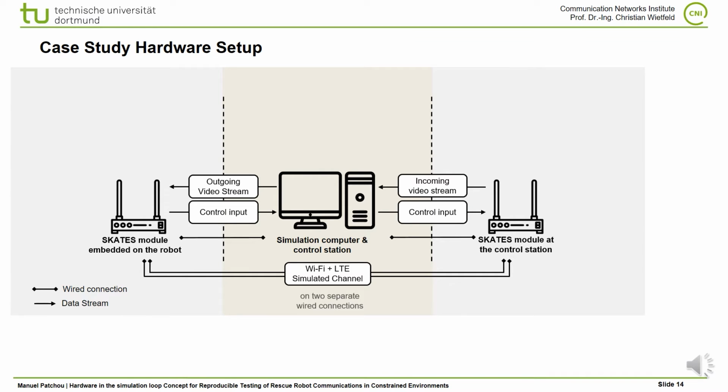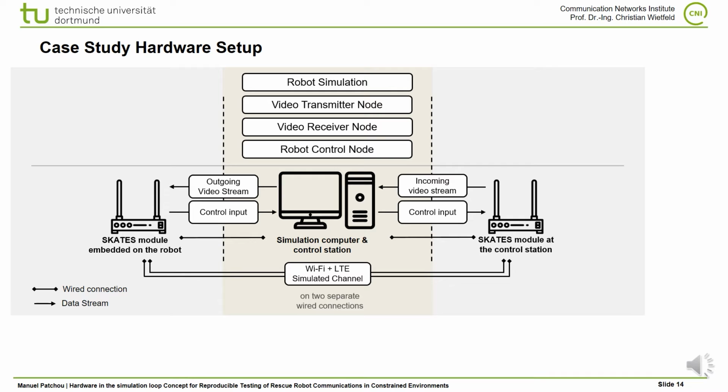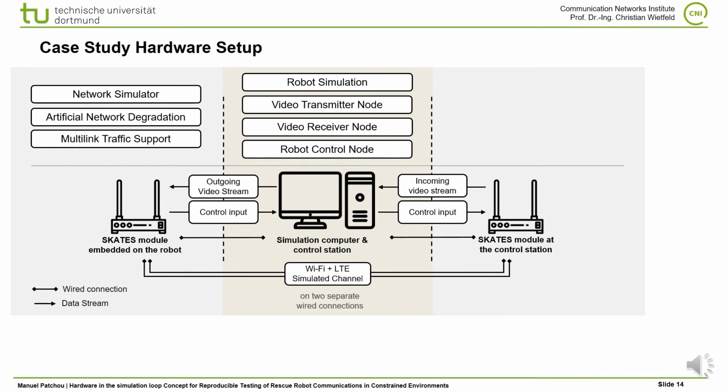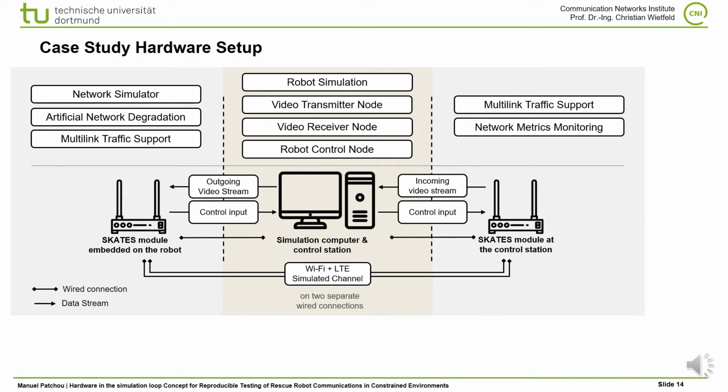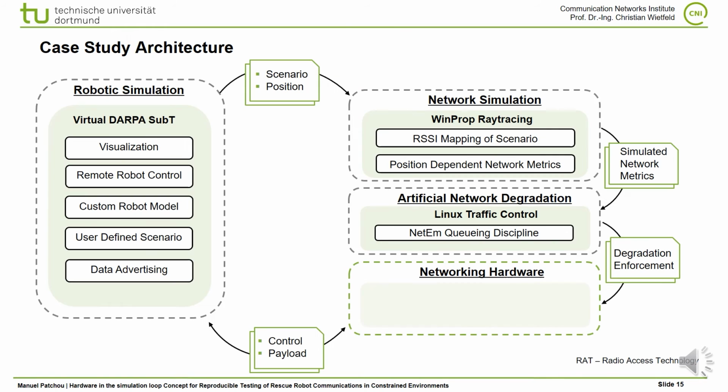Therefore, a video transmitter, a video receiver, and a robot control node are run on the simulation computer. And the skates module embedded on the robot has the network simulation and the artificial network degradation running. The skates module at the control station handles the multilink traffic and logs it to allow monitoring and evaluation. Our setup is now complete.